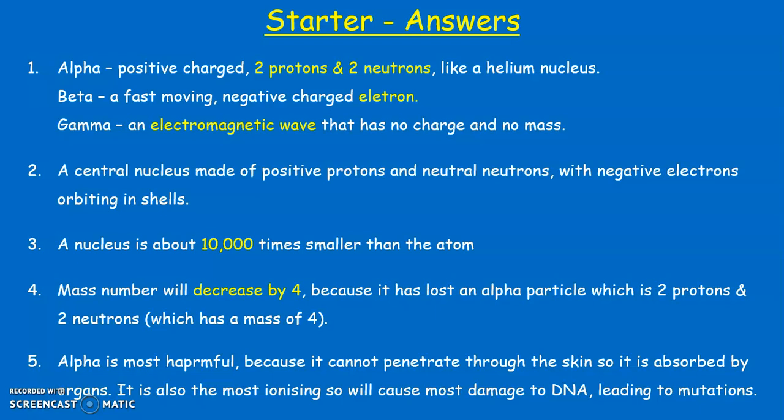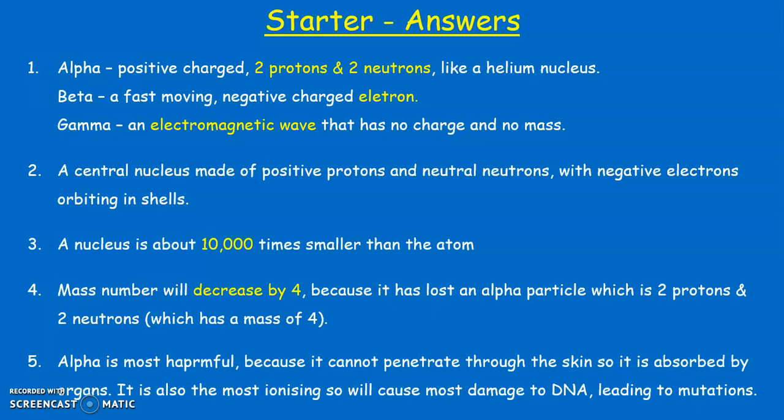For part 2, it said describe the structure of an atom. Well, an atom has a central nucleus, which is made up of positive protons and neutral neutrons. Around this nucleus, there are negative electrons orbiting around in shells. Number 3, how many times smaller is the nucleus compared to the atom? Well, it's 10,000 times smaller. What's between the nucleus and the electrons in the outer shell? Empty space.